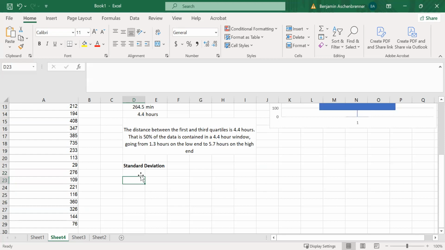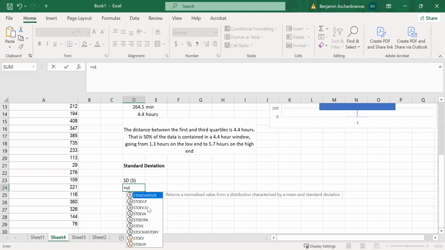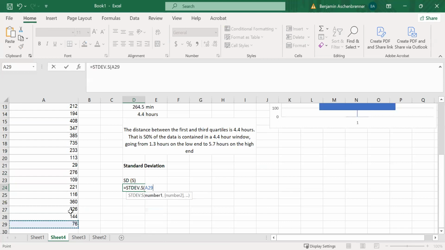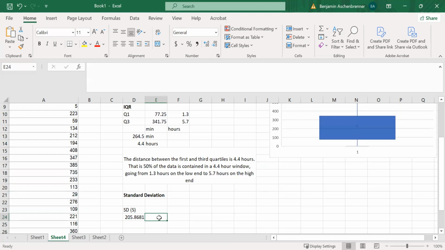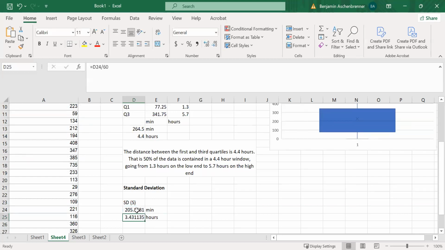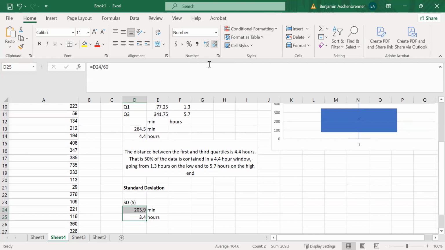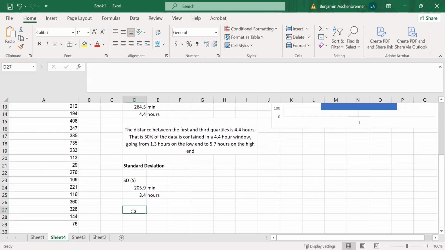So, we're going to do the standard deviation sample, which is equal to stdev.s. And I will take the data. Okay. And so I got this number. And again, this is minutes. And so again, I take this number divided by 60 and I get hours. I'm going to shorten up some decimals here because I don't need all of that. Okay. So now I'm going to interpret the standard deviation.